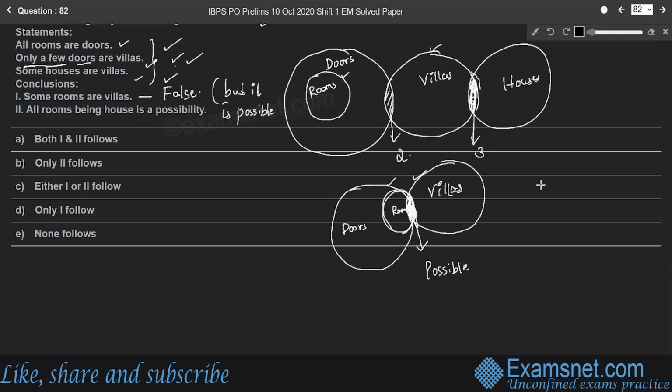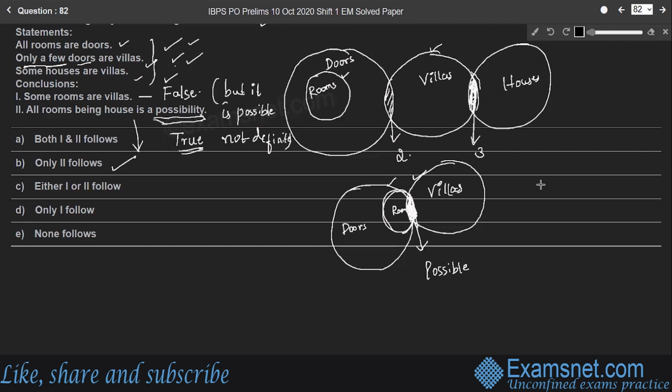Otherwise, under the given condition, that means under the given statements, some rooms are villas is a false conclusion. But it is possible, not definitely possible, right? And the second conclusion, all rooms being a house, is a possibility. Students, whenever there is the word possibility, it indicates a true conclusion. That means we can make it possible, right? Therefore, all rooms being house is a possibility. Therefore, the second conclusion is a true conclusion. Therefore, only two follows. The answer is only two follows.